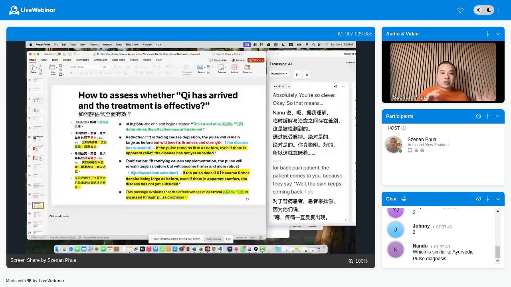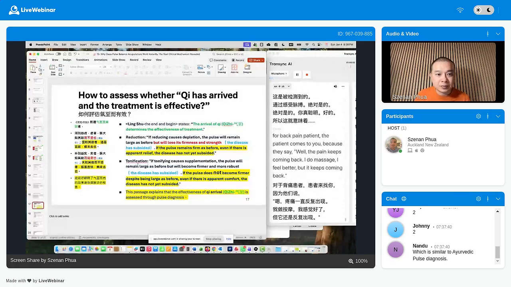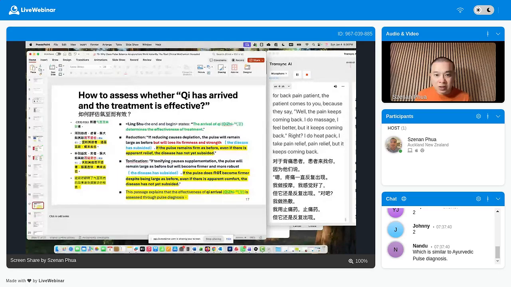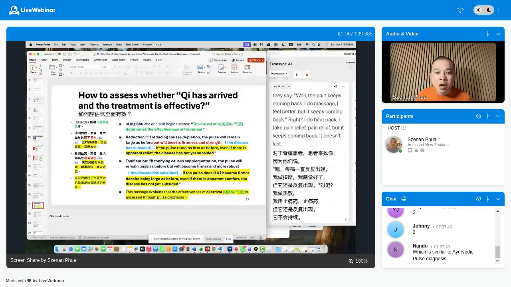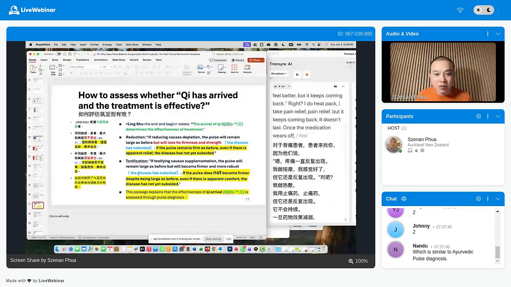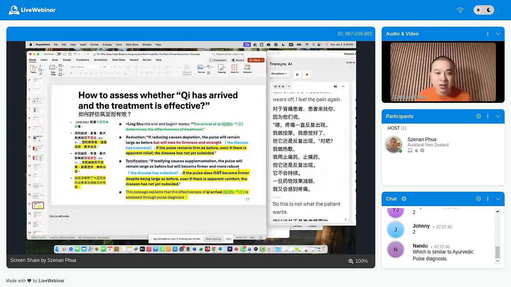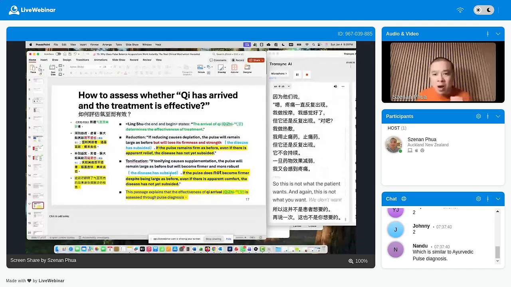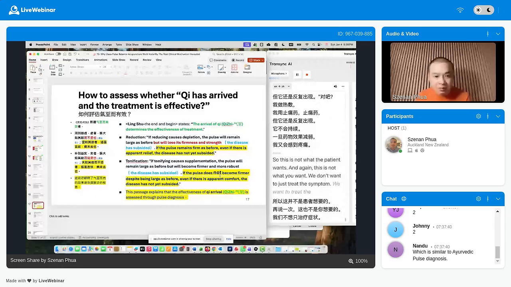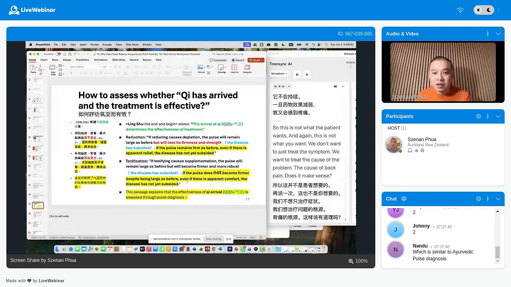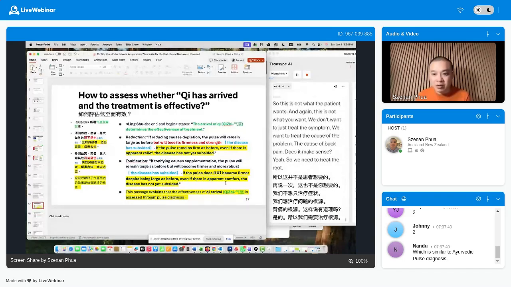Oh, look at the tonification here. Tonification is, if tonifying causes supplementation, the pulse will remain large as before, but will become firmer and more robust. The disease has subsided. If the pulse does not become firmer, despite being large as before, even if there is apparent comfort, the disease has not yet subsided.